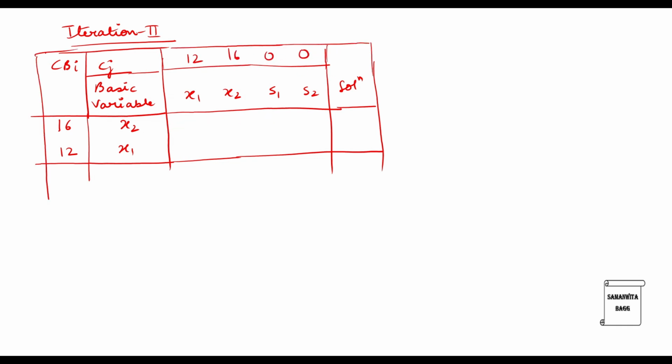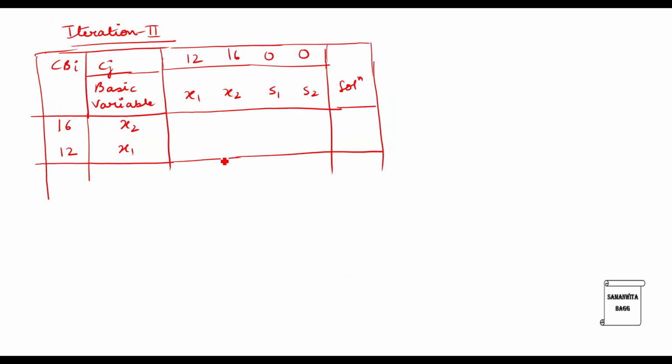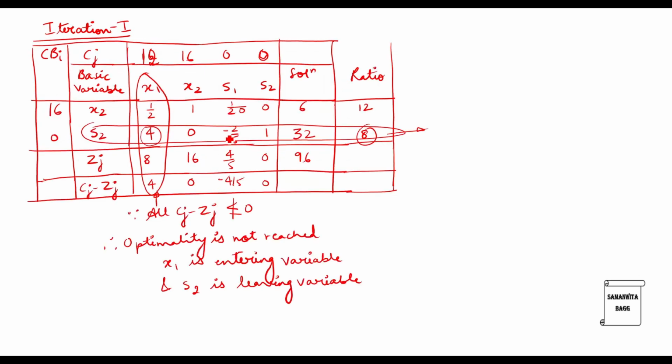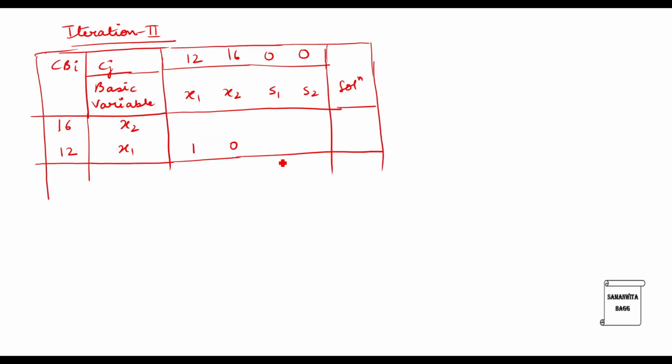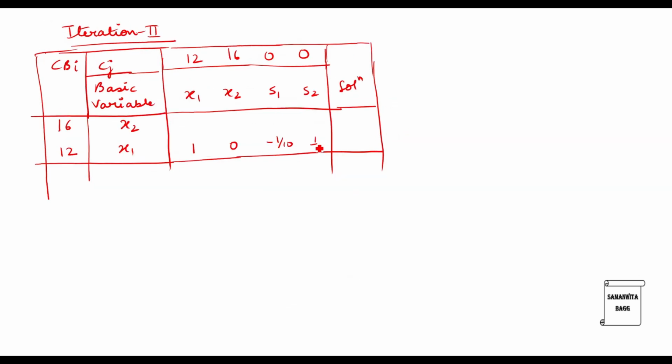Now we will have to calculate these values. We will go to this table. We will start with the key element, that is 4. So this row I'll first divide by 4. So I'll have 1. This will be 0. Then I'll have minus 2 by 5 divided by 4. So that is minus 1 by 10. And the last value is 1 by 4. And here it is 32 by 4, that is 8.